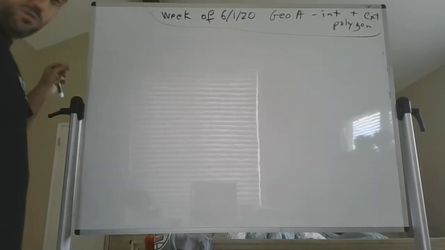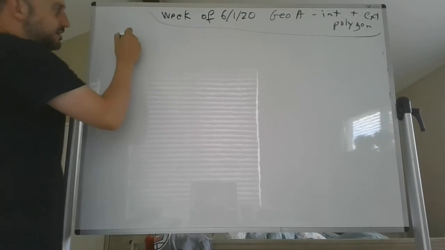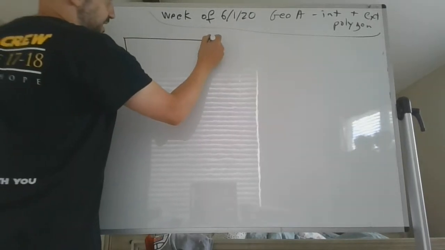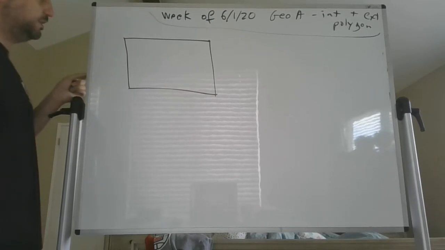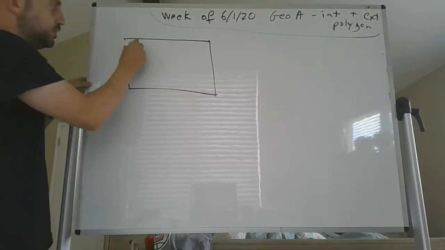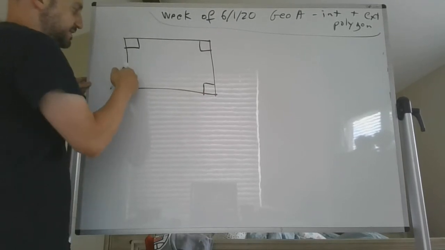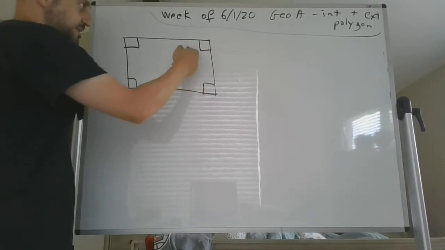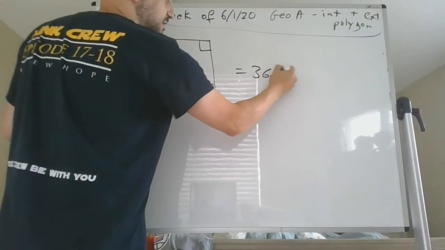How about if I do this? What if I draw not a triangle, but a rectangle? What does that add up to? Well, a rectangle, for example, you know these are 90 degrees. Well, let's just use common sense. 90 plus 90 plus 90 plus 90. There's four 90s. That adds up to 360 degrees.